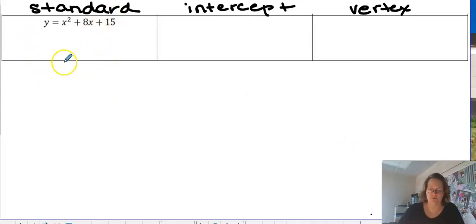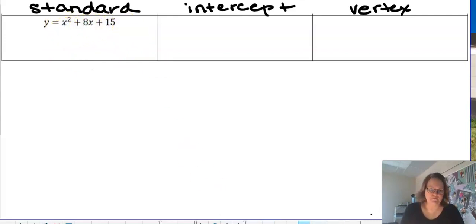Okay, so what we have to do is what we call completing the square. And this is something that we'll get back to when we do circles as well, so it's something that you will need to know how to do. All right, so the way we would start this out is we need a number here, instead of 15, that would give me what we call a perfect square trinomial.